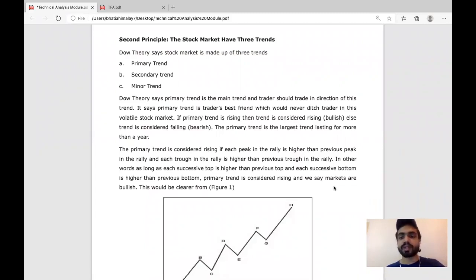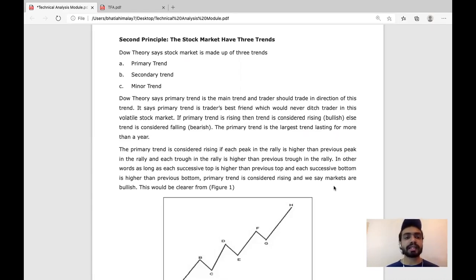In this module, we are discussing the Dow theory. In the first episode, we discussed the first principle of Dow theory, that is, the stock market discounts all information. In the previous episode, we discussed the second principle, that is, the stock market has three trends, and we discussed one part of it, that is your primary trend. In this episode, we will be talking about the secondary and the minor trend.